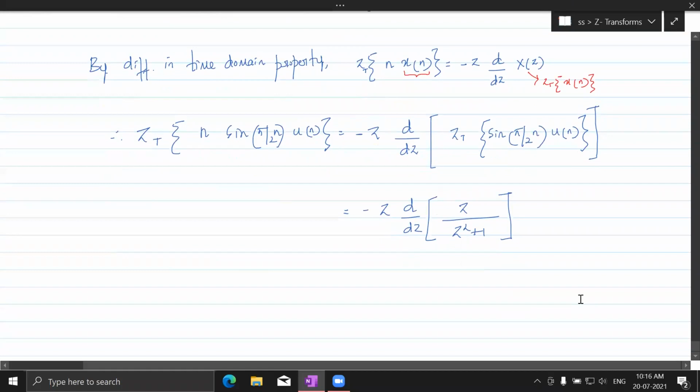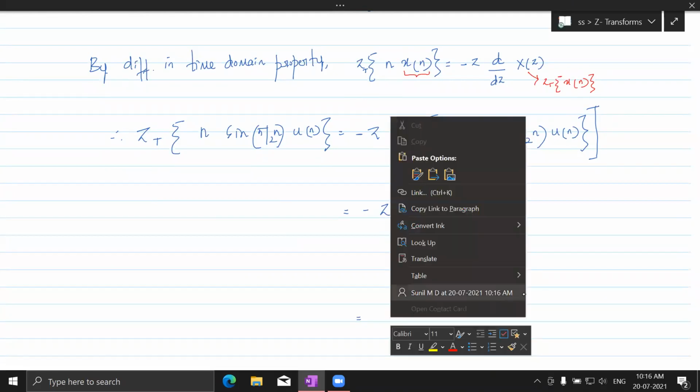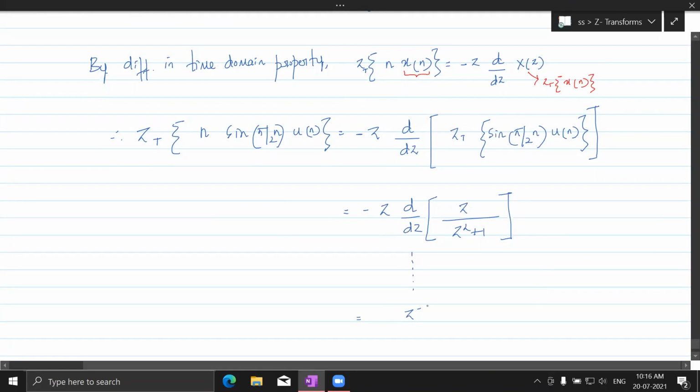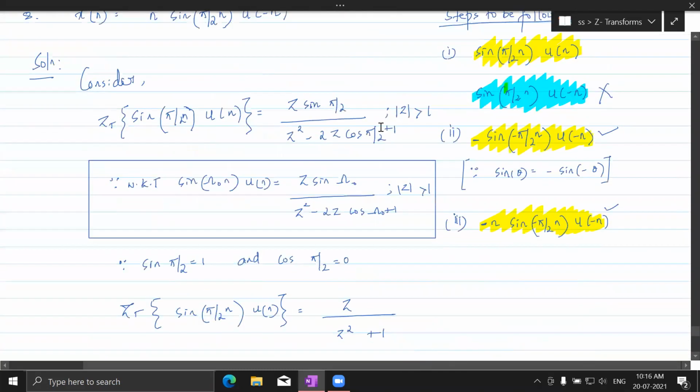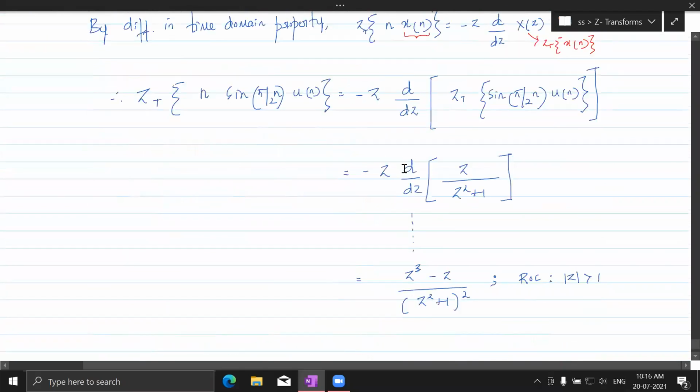So if you differentiate this, I'm not doing this, just differentiate this. You'll get z cube minus z divided by z square plus 1 whole square. Just do that yourself and see. With the ROC the same: ROC is z outside the circle with radius 1. The same ROC would continue to be there.